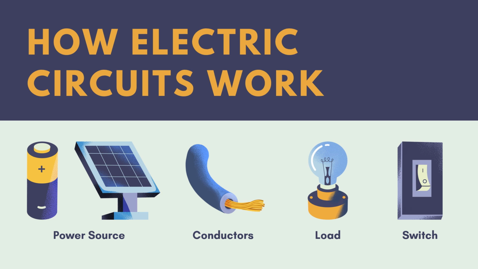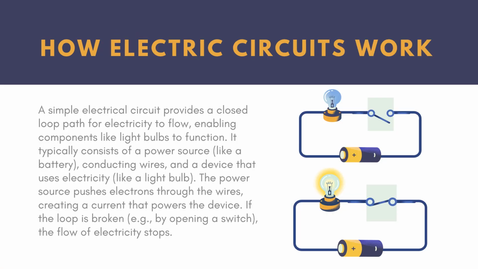To study electricity, we need to understand how an electric circuit works. To make an electric circuit, you will require a power source, conductor, load, and a switch. How an electric circuit works. A simple electrical circuit provides a closed loop path for electricity to flow, enabling components like light bulbs to function.